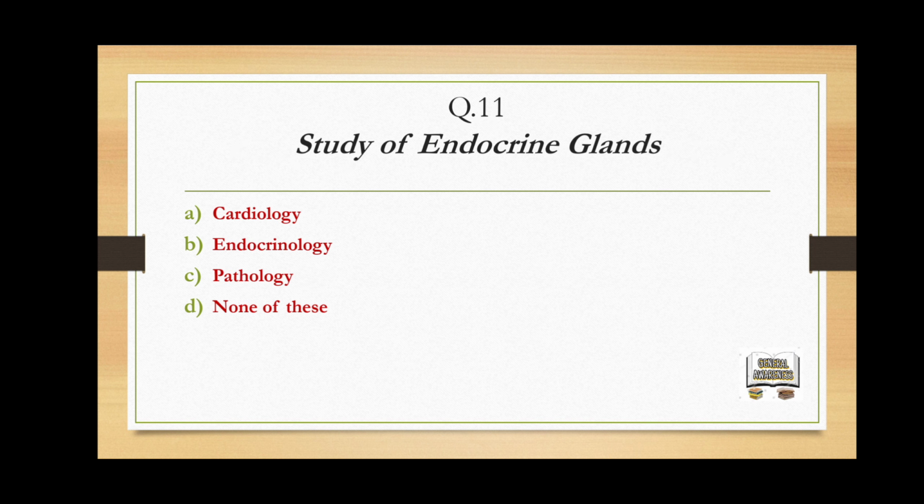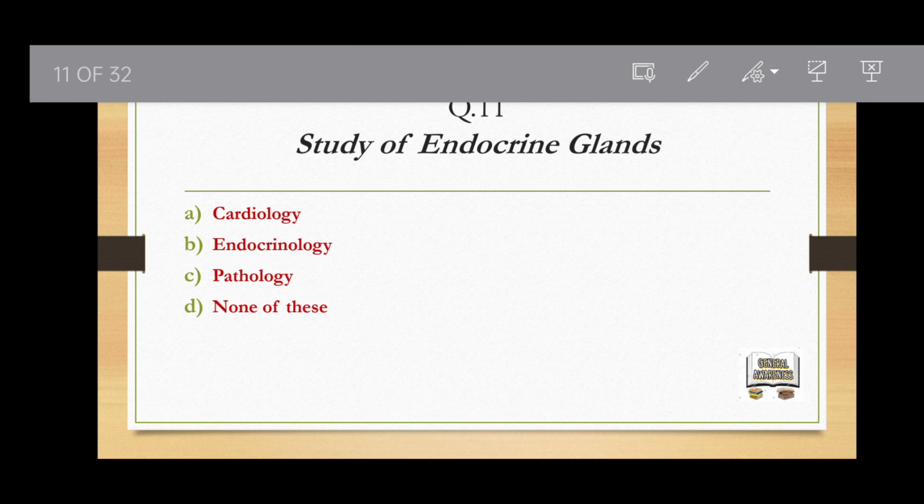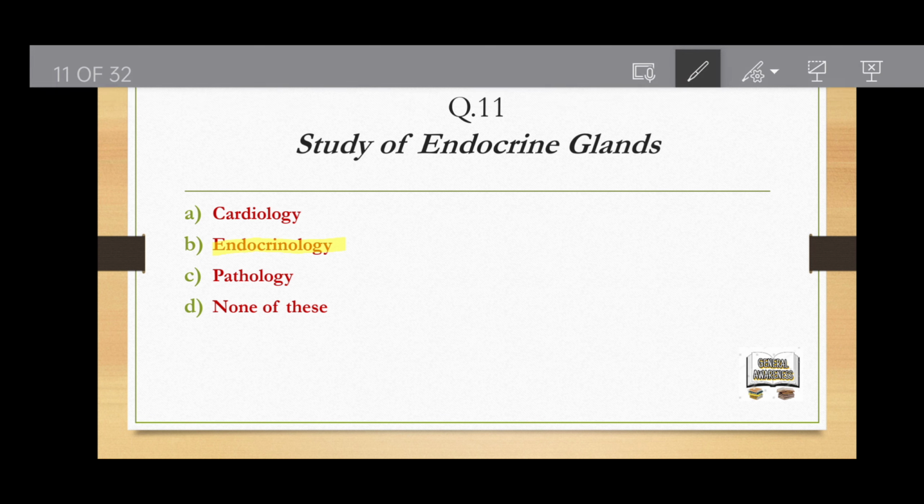Next question. Study of endocrine glands. Option A cardiology, option B endocrinology, option C pathology, option D none of these. The correct answer is option B endocrinology.